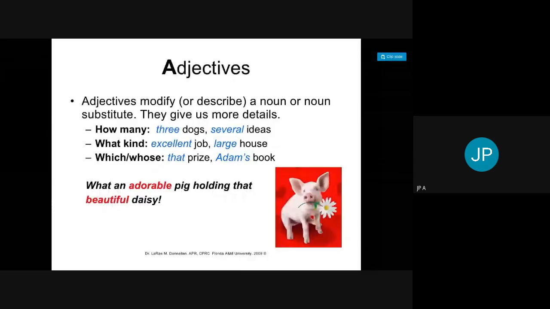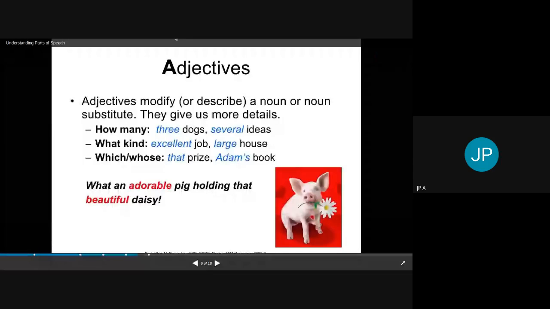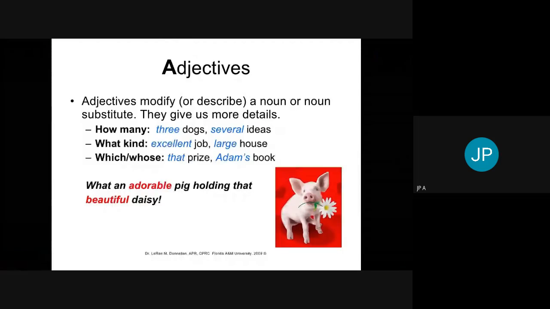Then another function is to indicate which or whose. That price, this house, Adam's book, etc. So they are also called the determiners, to determine something. So the determiners are also basically adjectives. Determiners and adjectives, there is another category of words, articles. They are also adjectives. Can you tell me which are the three?